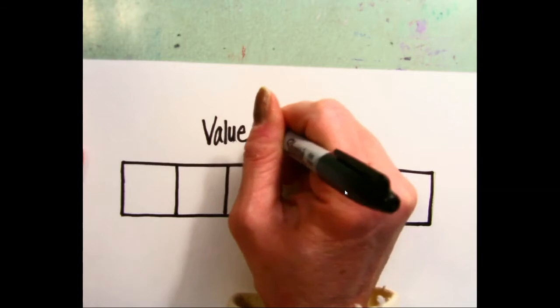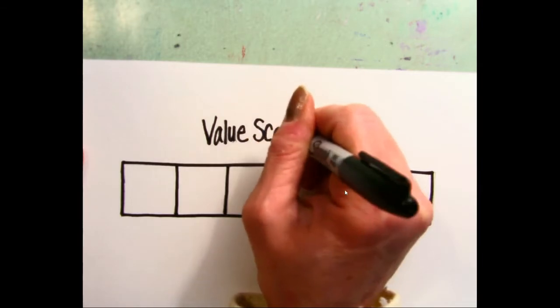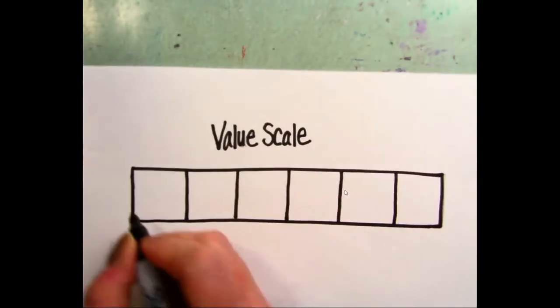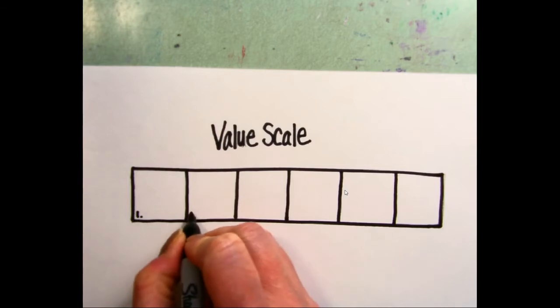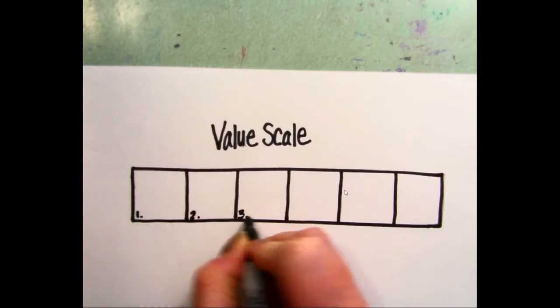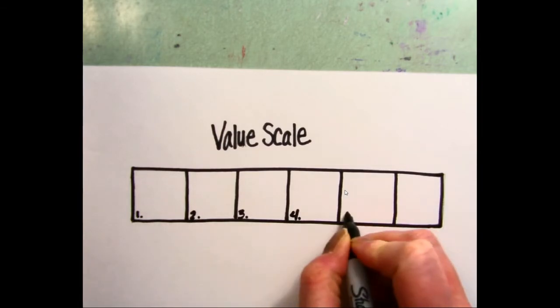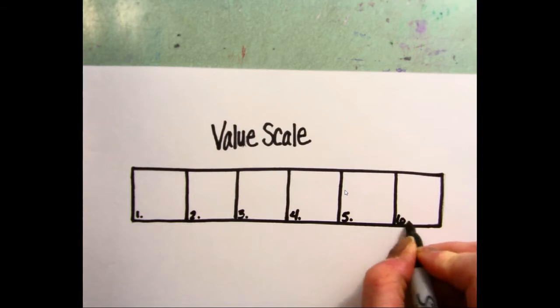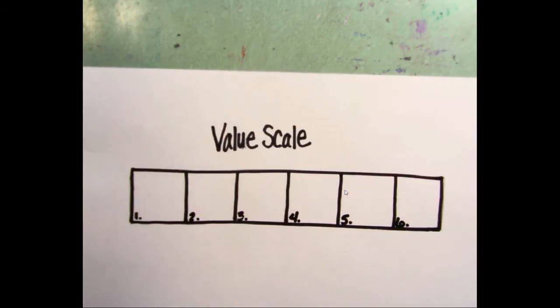We're going to do a little bit of practicing of creating your own value scale. We're going to go from darkest to lightest. I want you to number the bottom 1 through 6, just like I did here. You can use a Sharpie if you want, but you don't have to.